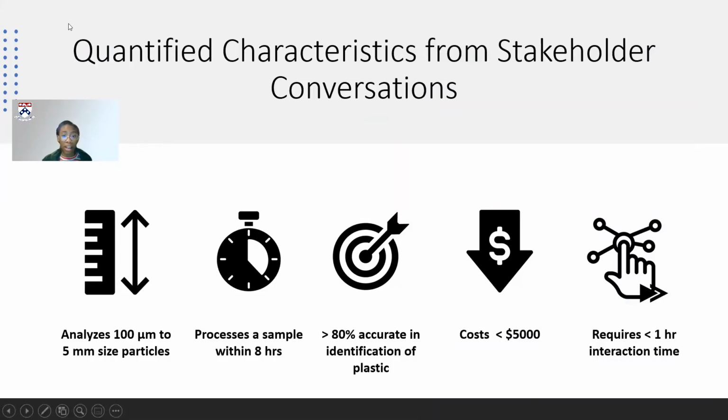So looking at the quantified characteristics for the MIQS device that we gathered from stakeholder conversations, we have 5 main characteristics that we would like to meet. First is that the MIQS should analyze particles that range from 5 millimeters in size down to about 100 microns in size. It should be able to process a sample within 8 hours. It should be 80% accurate at identifying a microplastic in a group of organic or sediment materials. It should cost less than $5,000, and it should require less than an hour of human interaction time with the device to get one's results.